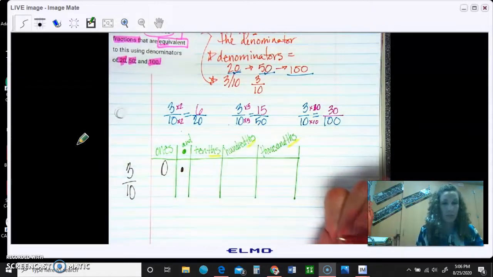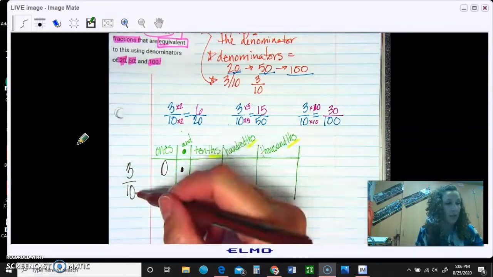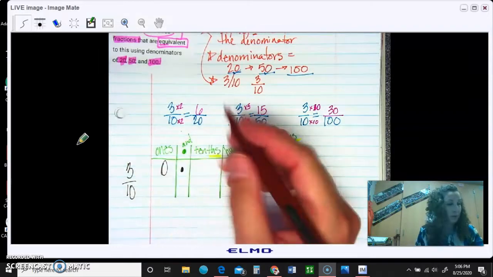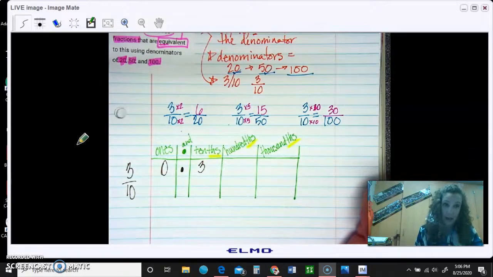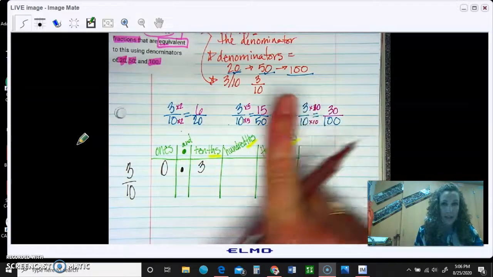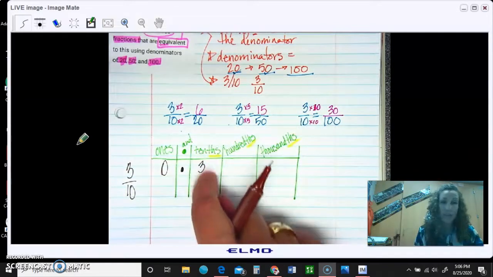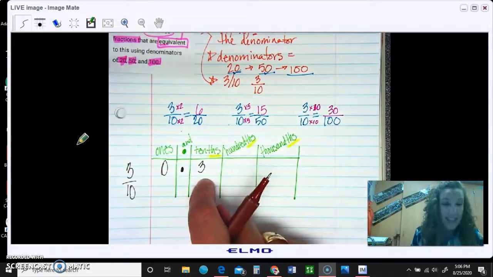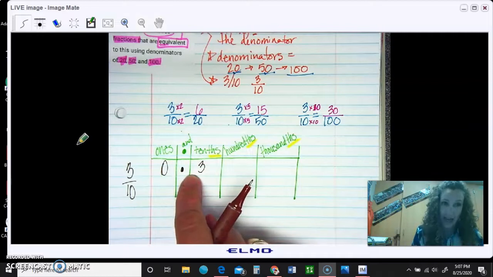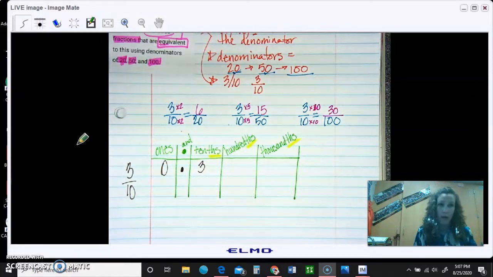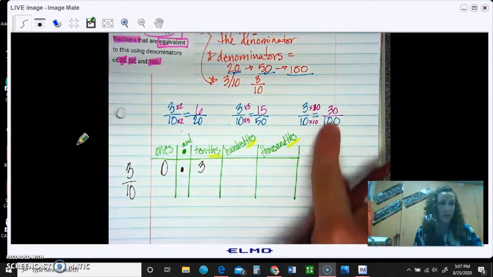And then we have the decimal. Well, how many tenths do we have? We have 3 of them. And there is our equivalent decimal. Okay? 3/10. You read it the same way. Okay? That's what it looks like as a fraction. That's what it looks like as a decimal. Okay? So now, let's take this one.